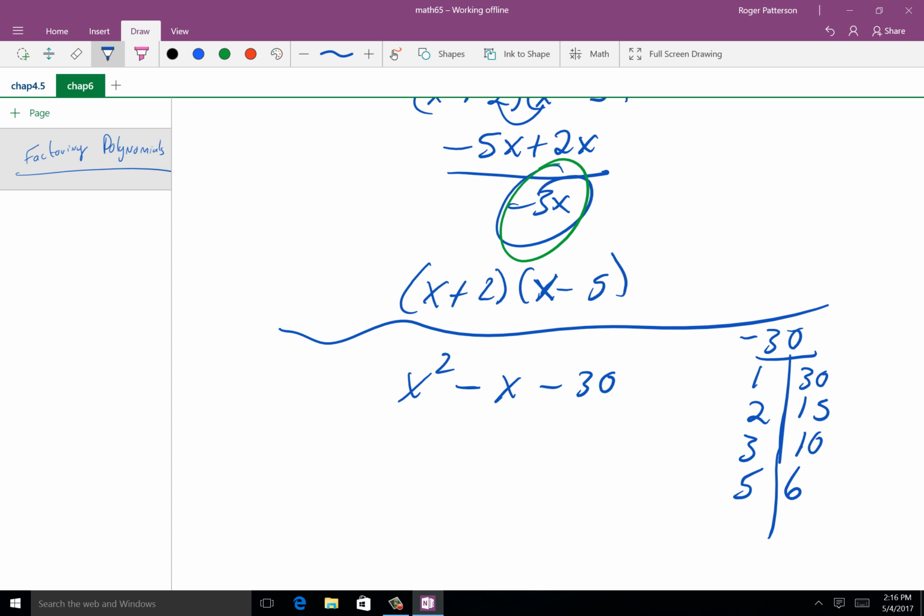Now when I get to 5 and 6, I know I could probably put 10 and 3 here, but I've already got 3 and 10. And since it doesn't matter the order I write them in, I've already got them taken care of, so I don't need to rewrite them. But what I do need to figure out is how many of them are going to subtract to 1, because I have 1x there. Well, that's easy to find.